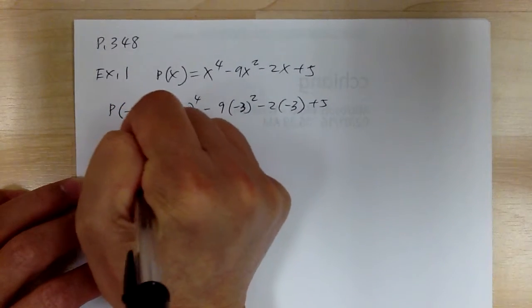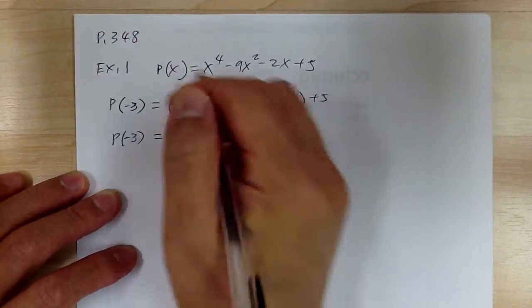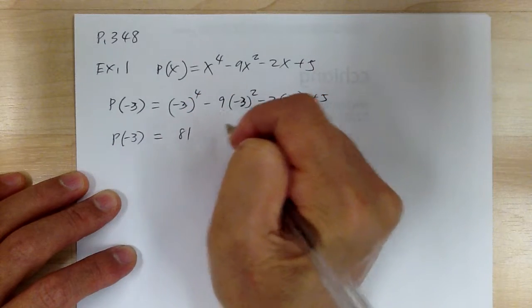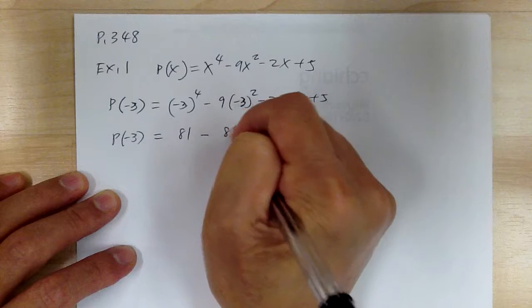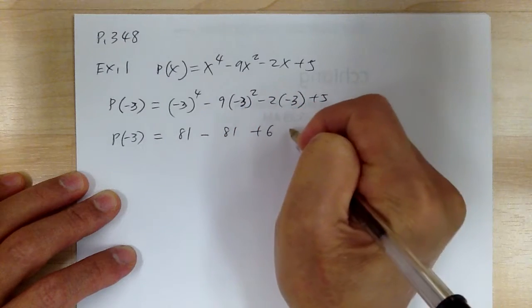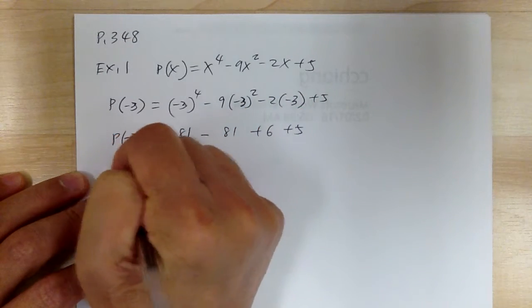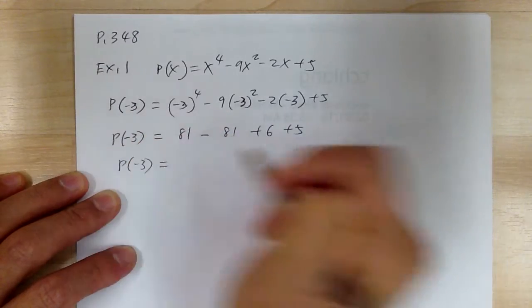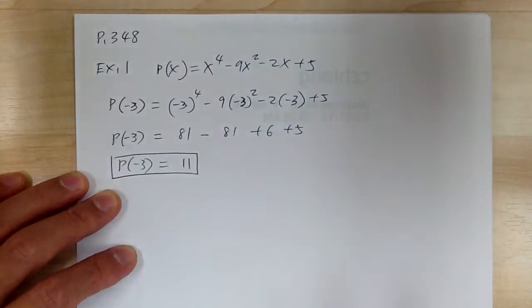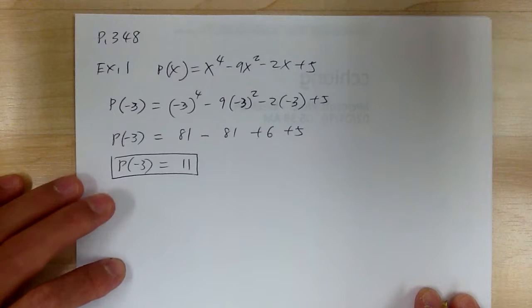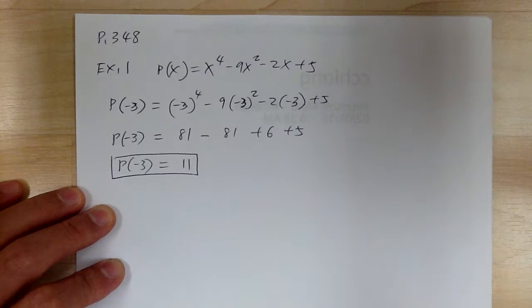So p of negative 3 is equal to 81 minus 81 plus 6 plus 5. So p of negative 3 is equal to 11. Okay? So this is your regular way of evaluation. Now, you can use the remainder theorem to evaluate. So let's go over how to use the remainder theorem.